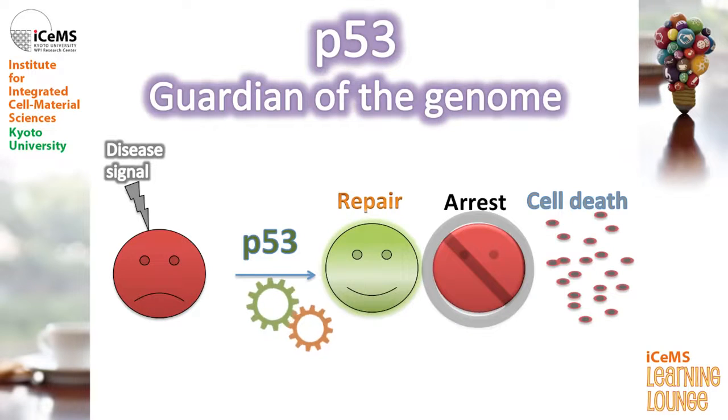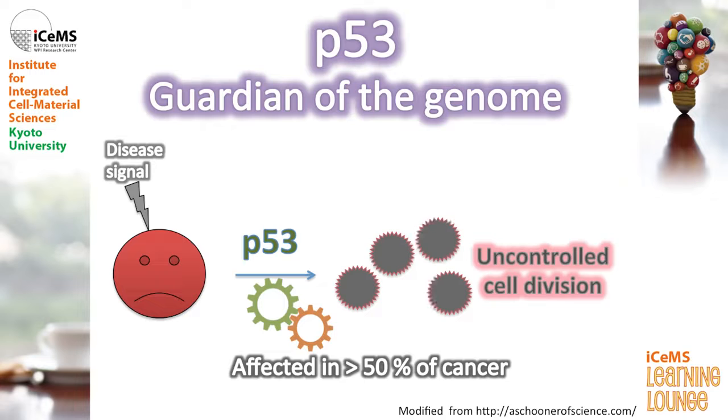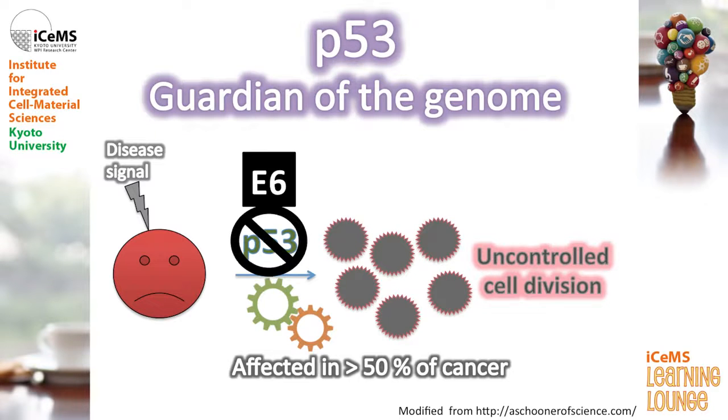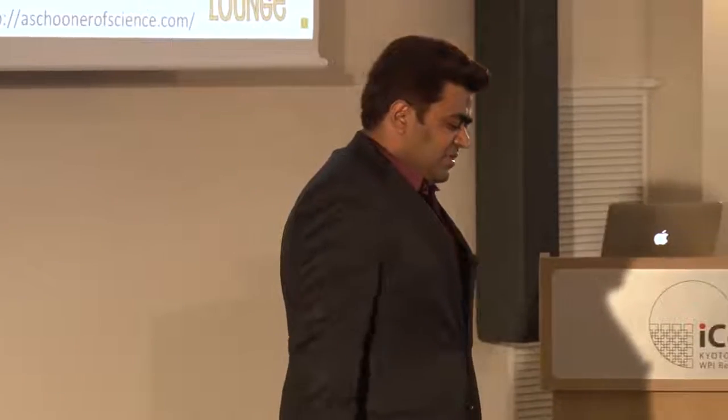So what happens when P53 is not present or is blocked, like by the gene called E6, an oncogene shown here? That results in cancer, which is uncontrolled cell division. In fact, 50% of cancers are known to have P53 affected. So how can we restore this gene?